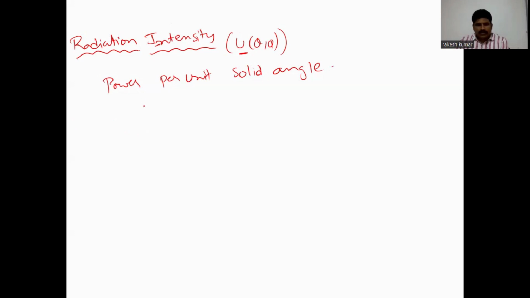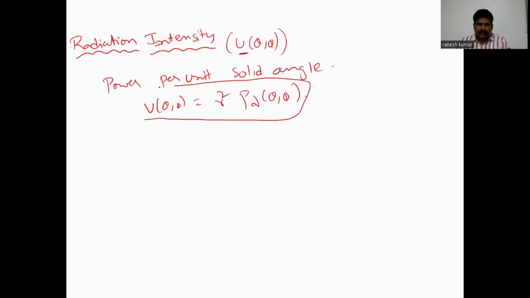Means the other formula is U of theta comma phi is equal to r square into PD of theta comma phi. So it is the square of the radius times the radial power density. This is another formula for radiation intensity. One formula is power per unit solid angle, called radiation intensity. Another formula is r square into PD of theta comma phi.